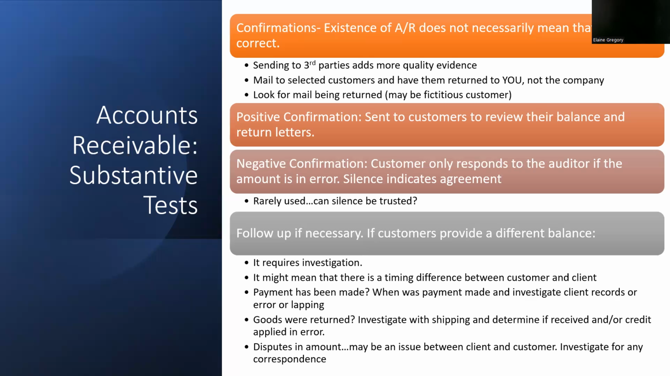Now, if customers provide a different balance, it requires investigation. Now, the investigation might be that there's just a timing difference between the customer and the client. Maybe the customer records a receivable where they have not yet received an invoice, or maybe that invoice has been adjusted for some returns. So there could be some legitimate reasons why those numbers may not be the same.